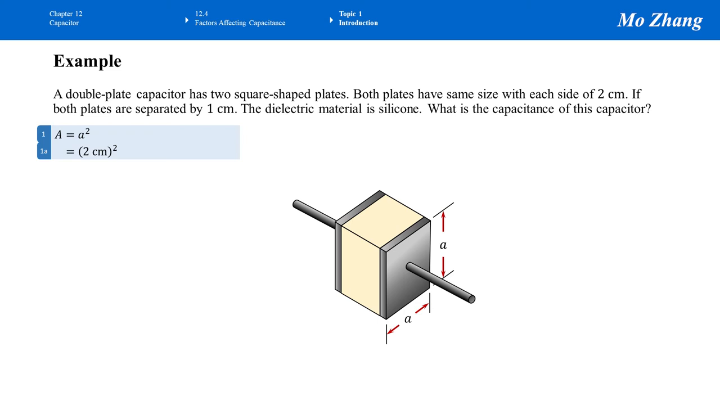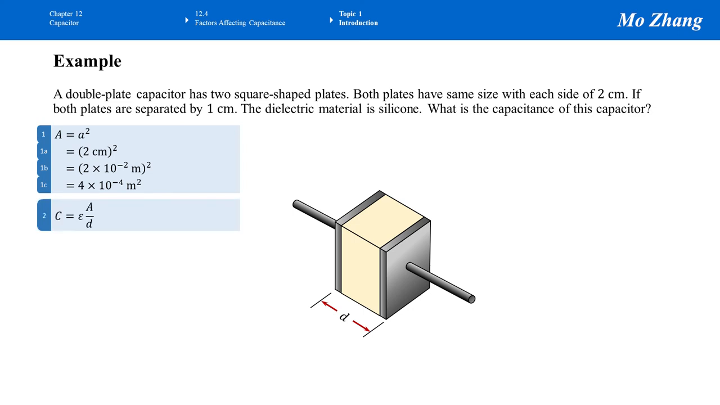However, we need to convert that centimeter to meter, the SI unit. The reason is, later when we use the permittivity, it is in the SI unit, in terms of meter, not centimeter. That's the reason we need to convert this side from 2 centimeters to 2 times 10 to the power negative 2 meter. And if you square the number, it is 4 times 10 to the power negative 4 meter squared.